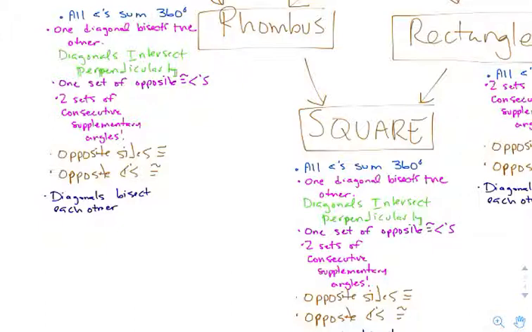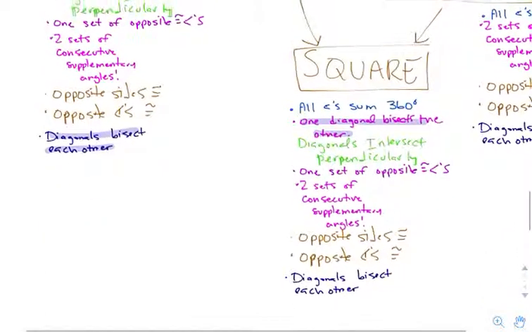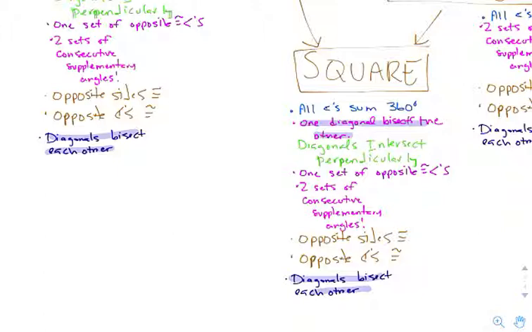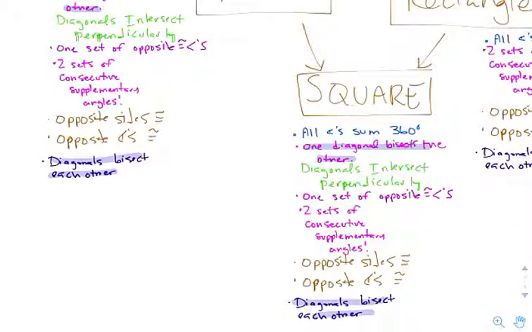Check this out right here. One diagonal bisects the other, one diagonal bisects the other. But now we have diagonals bisect each other. We don't really need to list both. So what I mean by evolution, I mentioned that before, is that we started out with just one diagonal bisecting the other, but now we can say more specifically diagonals both bisect each other.